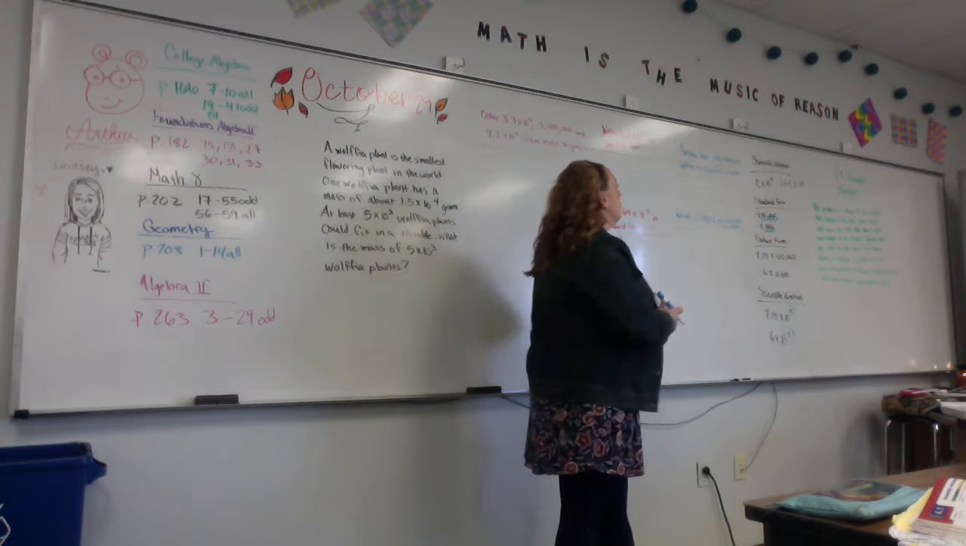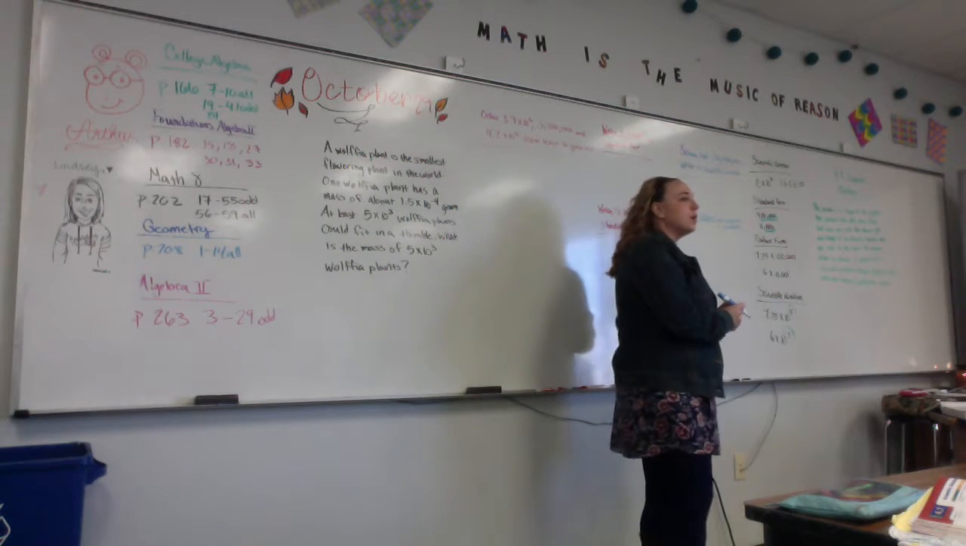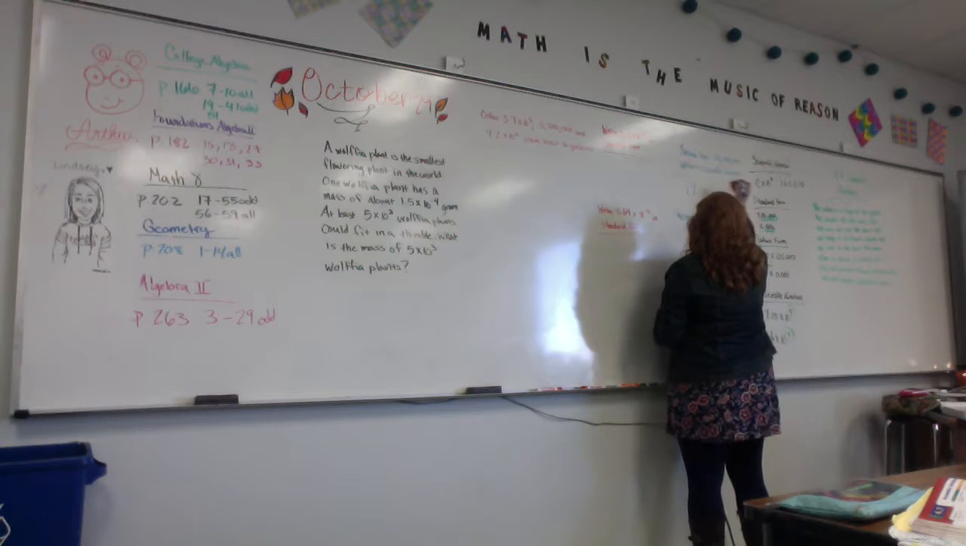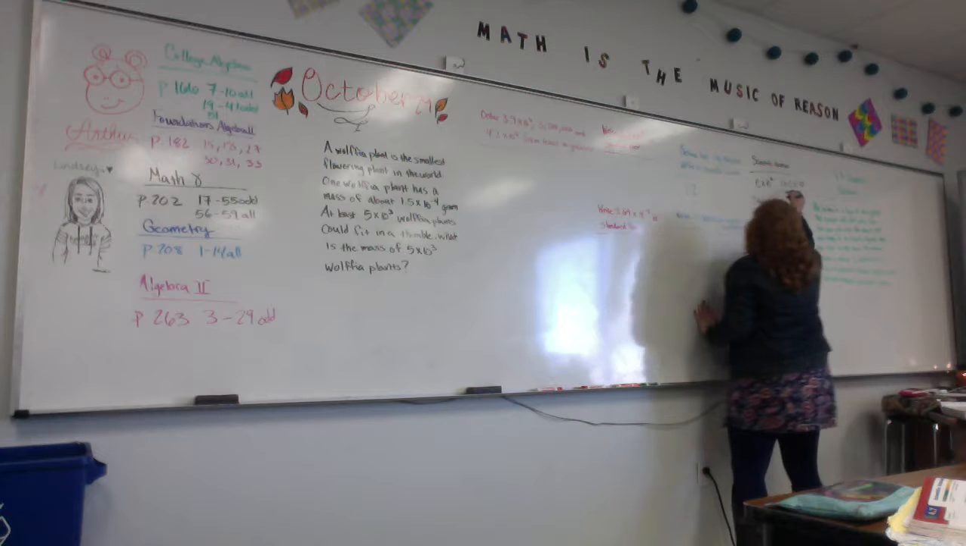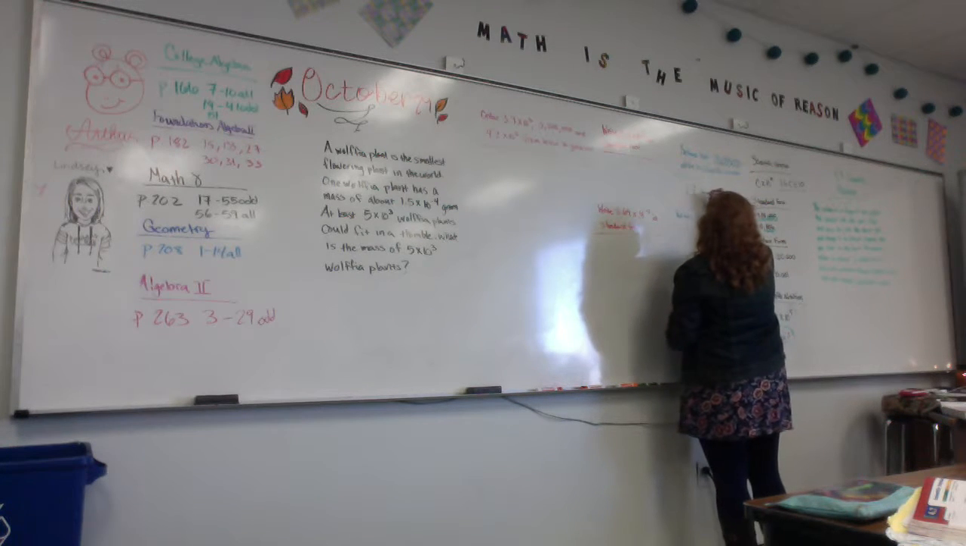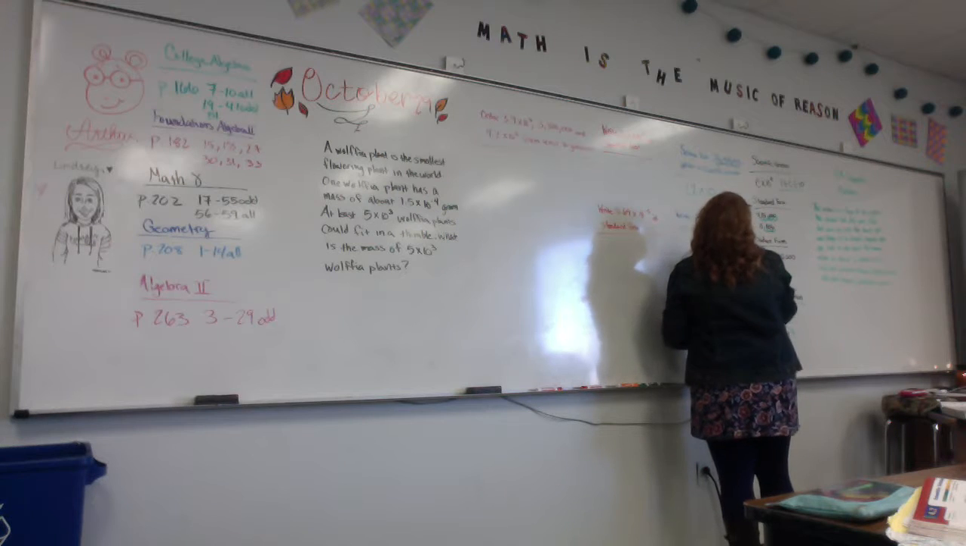Okay, 1.2. So you're going to change it to what? I'm going to change it to 1.2. You remember your number has to be between 1 and 10. Okay. So how many times did I move that decimal? 1, 2, 3, 4, 5, 6, 7, 8. Yeah, 8. Times 10 to the 8.